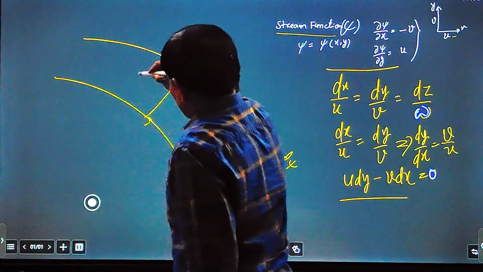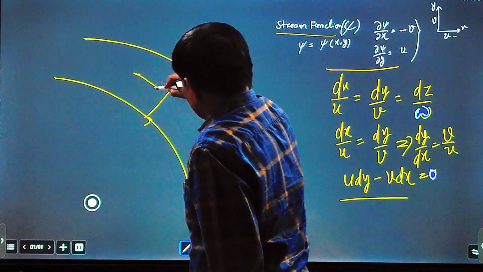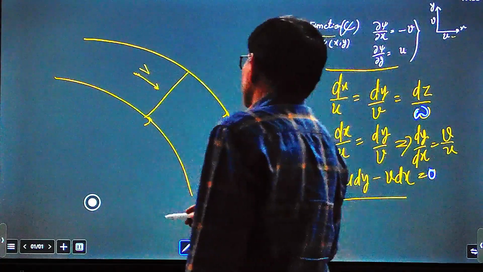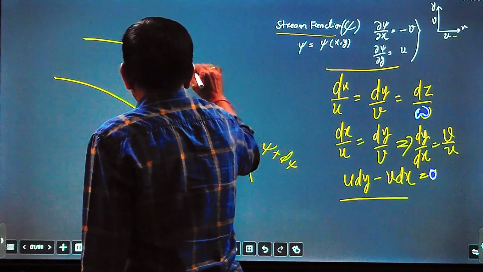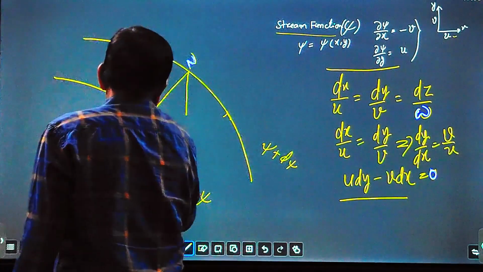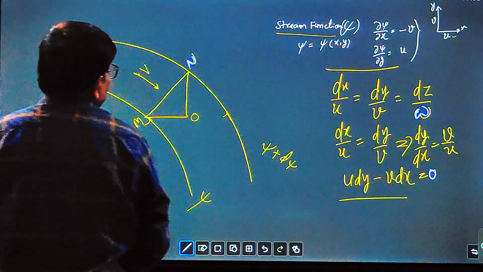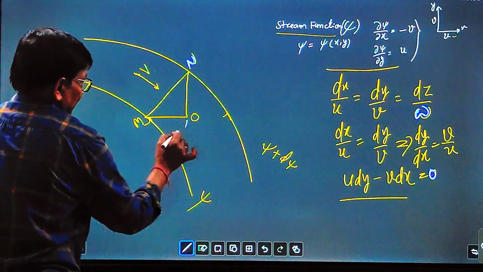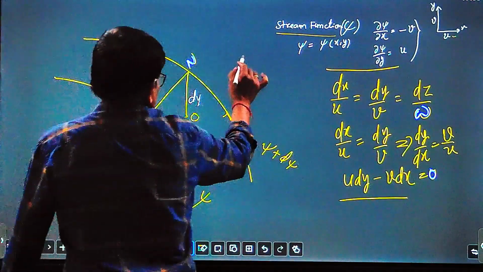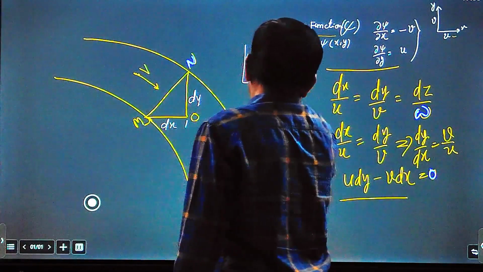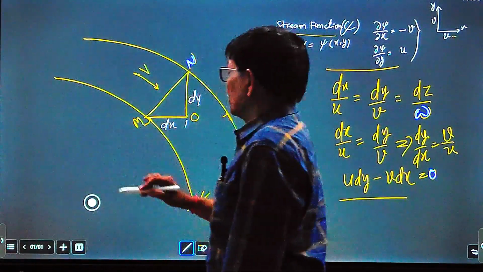Suppose the velocity at this point is v. V is the net velocity. This is MN, this is O, M and O, and this is dx, and this one, ON, is equal to dy. We are taking directions x and y. So V is the total velocity.